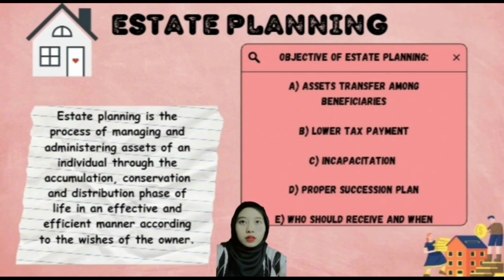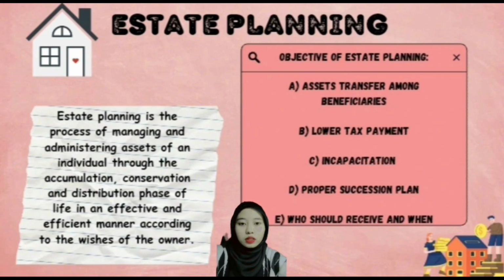D. Proper succession plan. Estate planning includes writing a will as a part of financial planning. This helps in identifying the assets. Disposal comes with the succession plan of an individual after his death.